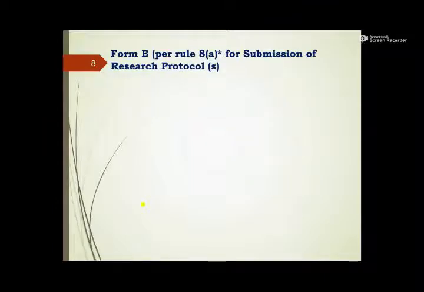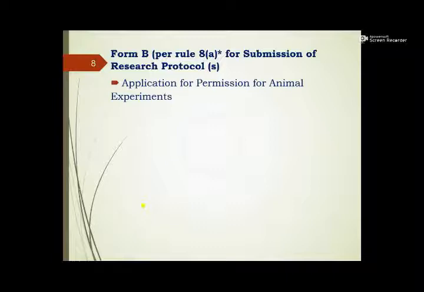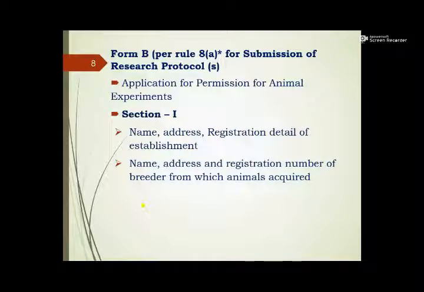What exactly is Form B? Form B is the application for permission for animal experiments. Form B is divided into two sections, Section 1 and Section 2. Section 1 is a summary of Section 2.